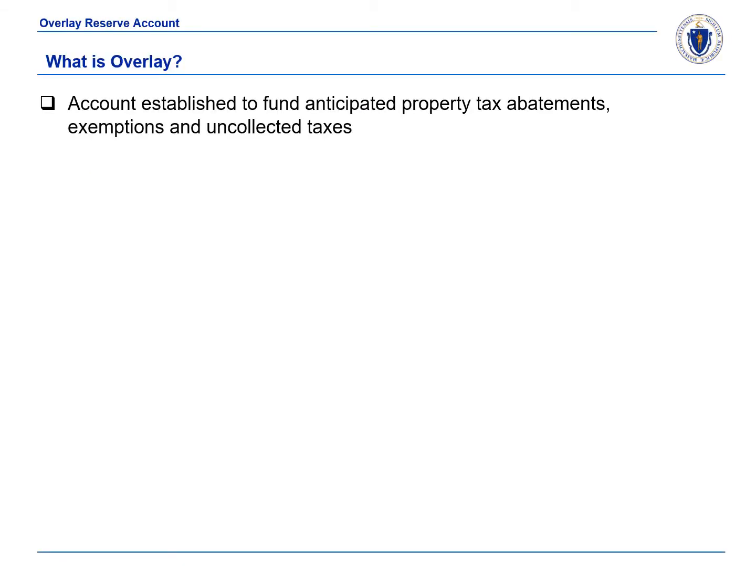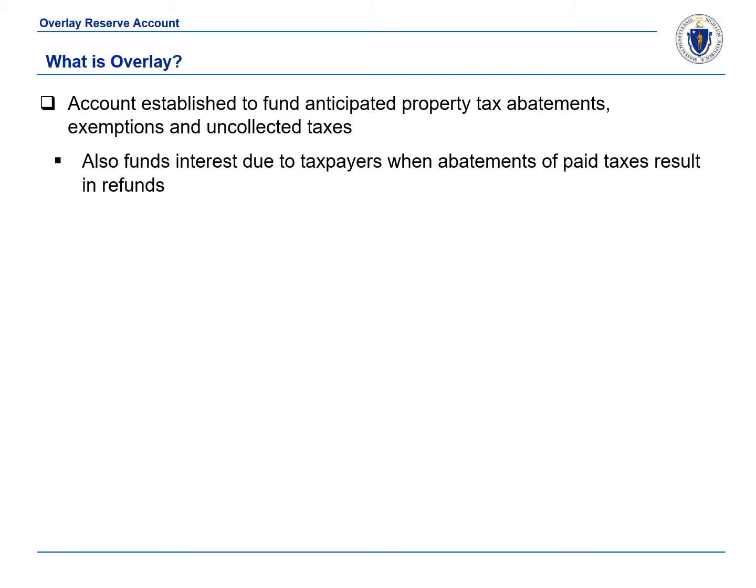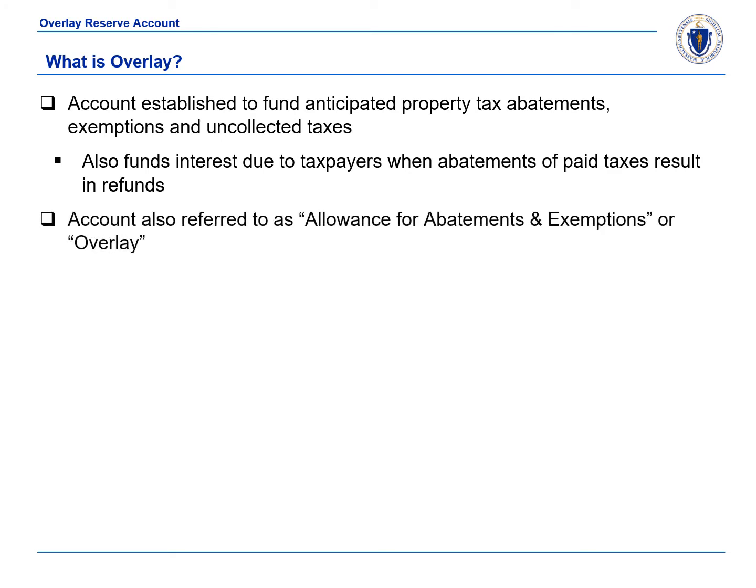Overlay is an account established to fund anticipated real and personal property tax abatements, exemptions, and uncollected taxes in any fiscal year. The account also funds interest due to taxpayers when abatements of paid taxes result in refunds. It may also be referred to as allowance for abatements and exemptions, or overlay. The amount is determined by the local Board of Assessors each fiscal year.